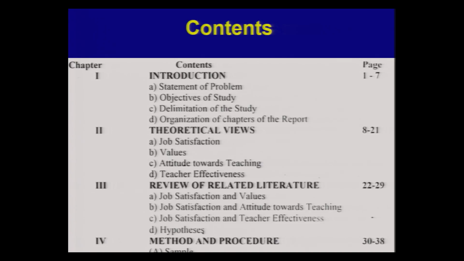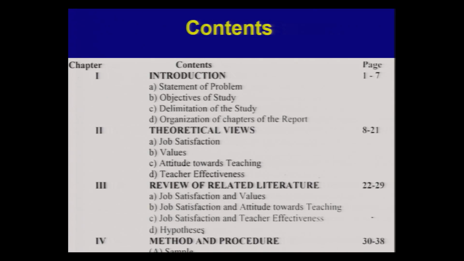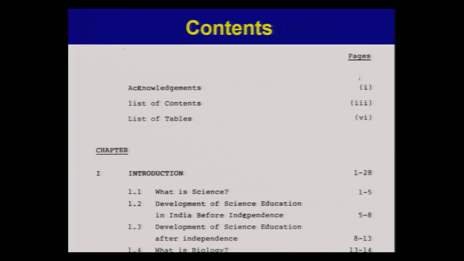Here you see that in this particular example, the person has added another chapter on theoretical views, or the person can label it as theoretical background, followed by review and methods and procedure. And you see that the first chapter comprises A, B, C, D, 4 sections. You can also number these sections.